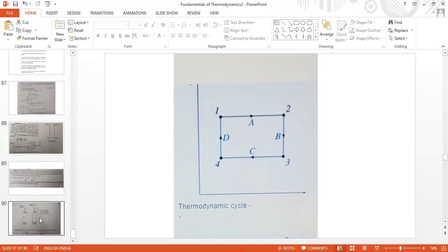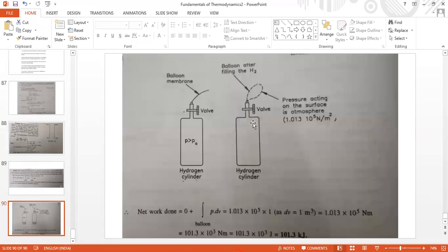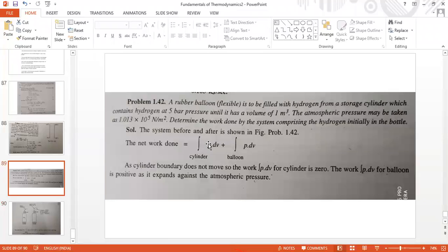Now you take this balloon. Now coming to this hydrogen cylinder. Initially the balloon is flat. And now finally the balloon is filled with hydrogen gas. So the volume is changing. If you want the net work, it is integral PdV of the cylinder plus integral PdV of the balloon.